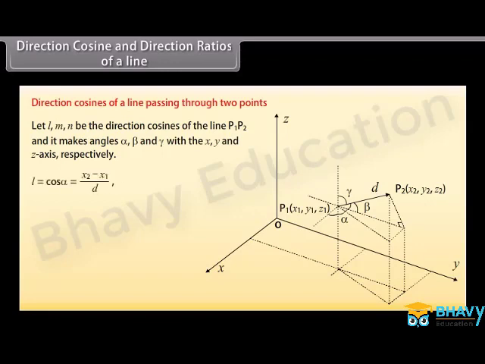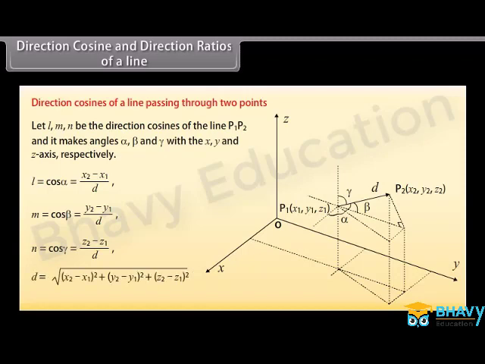The direction cosines are given as L equals cos alpha equals x2 minus x1 by d, M equals cos beta equals y2 minus y1 by d, N equals cos gamma equals z2 minus z1 by d, where d equals square root of x2 minus x1 square plus y2 minus y1 square plus z2 minus z1 square.